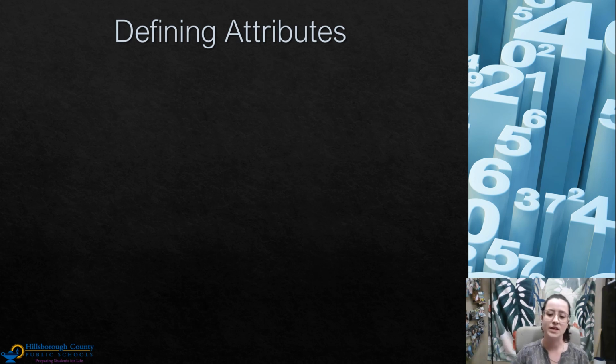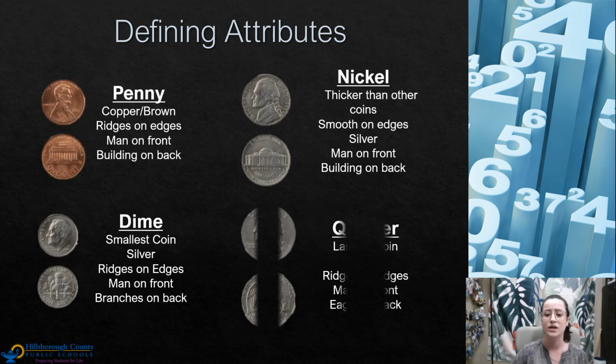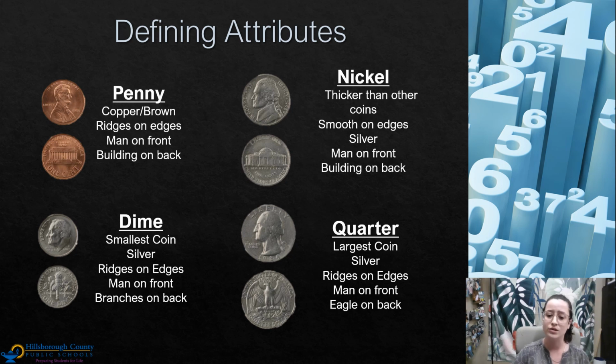When we're thinking about the defining attributes of coins, we want to treat it similar to the defining attributes of shapes. So we want to give students a set of coins and ask them to make observations about each individual coin. Defining attributes can include the color of the coin, the size of the coin, as well as the pictures on the front and the back. Something important to note that students would only be able to see and feel with concrete tools is the edges. So pennies, nickels, and dimes all have ridges on the edge, whereas a quarter has a very smooth edge. This can be used to help students identify which coin is which.